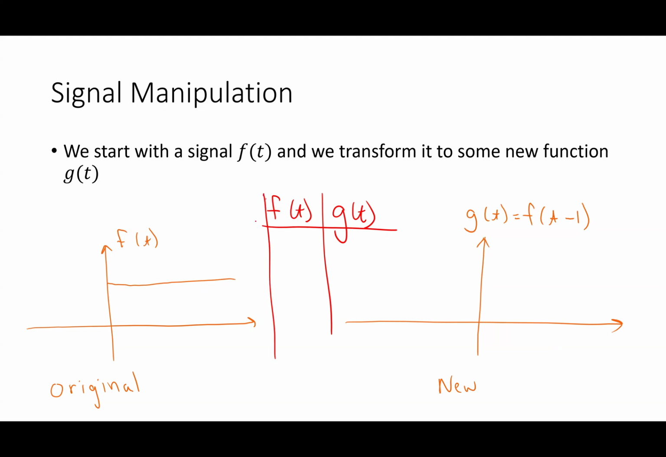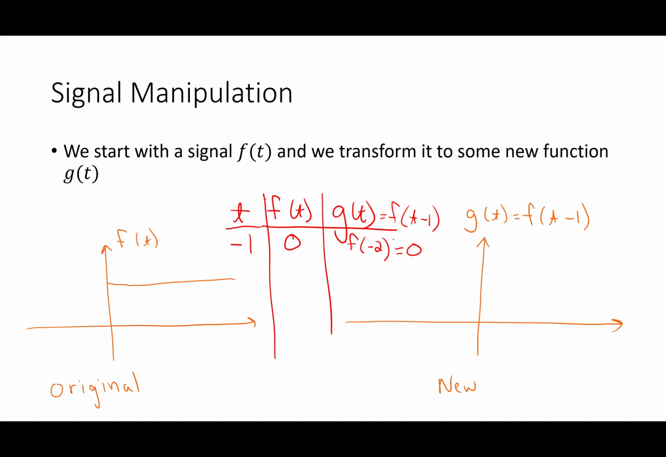So let's do this at different values of t. At t equals minus 1, what's this equal to? 0. G of t is equal to f of t minus 1, so here I'm evaluating f of minus 2, aren't I? So that would be equal to 0. How did I get f of minus 2? I plugged in t equals minus 1, so minus 1 minus 1 is minus 2.